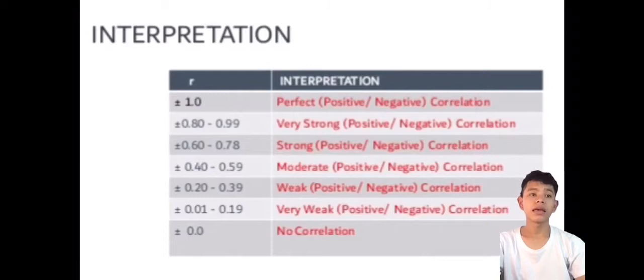Okay, meron tayong positive negative 0.40 to 0.59 is what we call moderate positive negative correlation, and positive negative 0.20 to 0.39 is the weak positive negative correlation. I hope nakukuha nyo ko. And sa positive negative 0.01 to 0.19 is a very weak positive negative correlation, no? At ang pinakahuli ay pag ang positive or negative 0.0 ay tinatawag nating no correlation.